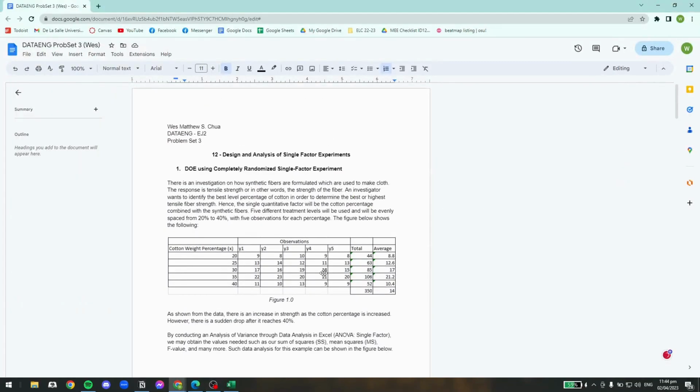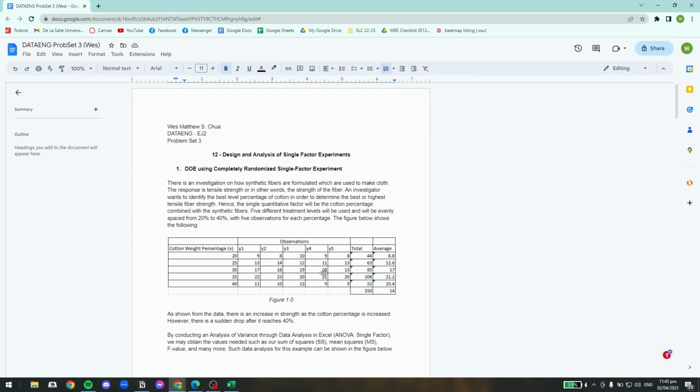Good day, everyone. Right now, I will be discussing lesson 12, which is the design and analysis of single-factor experiments. So in a single-factor experiment with a completely randomized design, you'll see here that the levels of the factor are randomly assigned to the experimental units. However, we can also say that the experimental units are randomly assigned to the different levels of the factor. And you'll also see that there is no structure among the experimental units. So let's continue to our example.